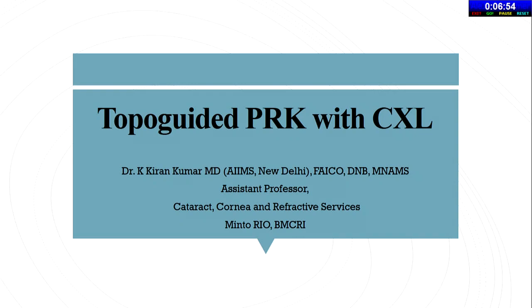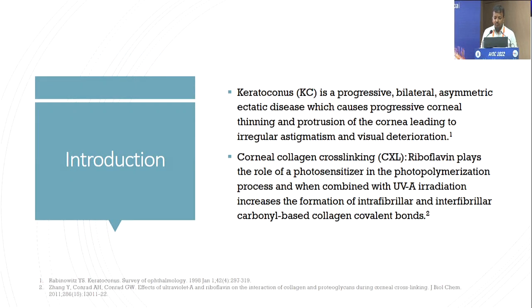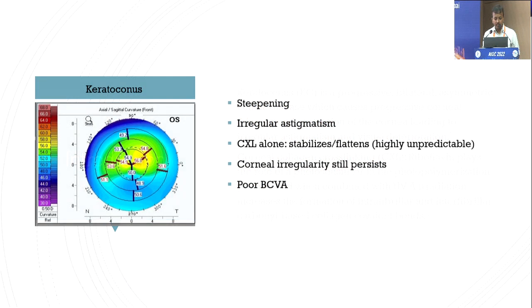Good morning, everyone. I'll be discussing topo-guided photorefractive keratectomy with collagen cross-linking in cases of progressive keratoconus. As we all know, KC is a progressive bilateral asymmetric ectatic disease with irregular astigmatism and visual deterioration. And collagen cross-linking is the only procedure we have been practicing in our clinical practice to stop the progression of keratoconus.